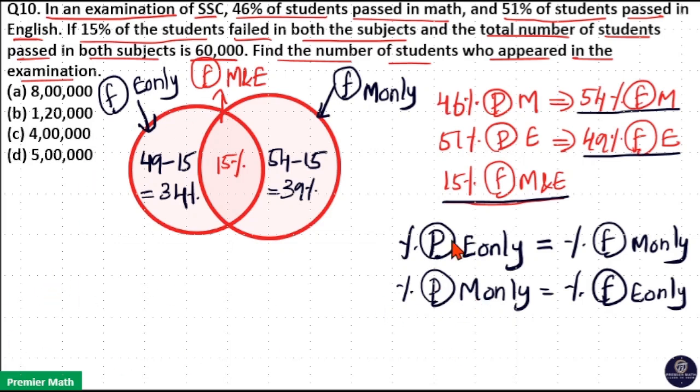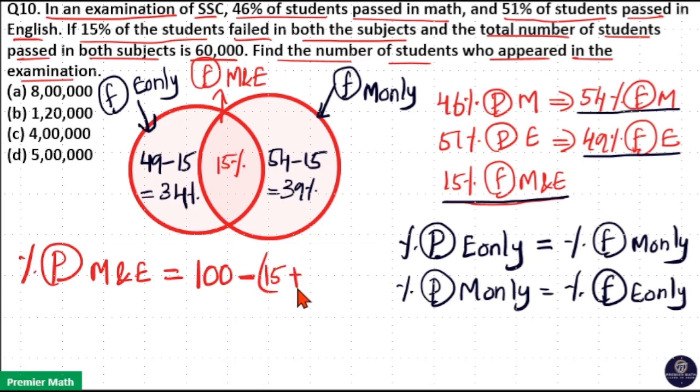So, the remaining will be the percentage of students who passed in maths and English, that is both the subjects. That will be equal to 100 minus these three, that is 15% minus 34% minus 39%. Now, which is equal to 100 minus 34 plus 39, 73, 73 plus 15, 88, which is equal to 12%.